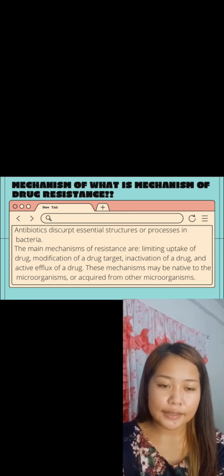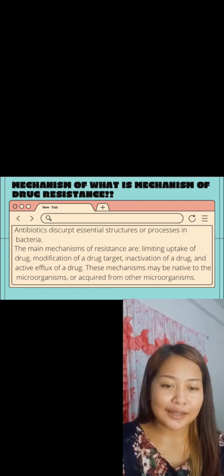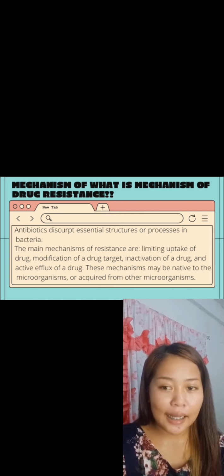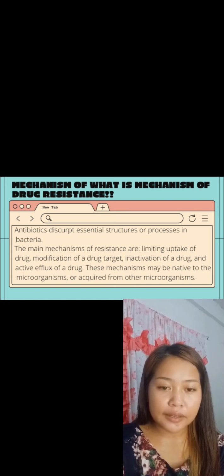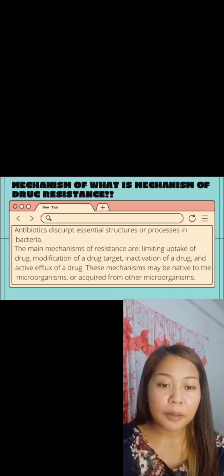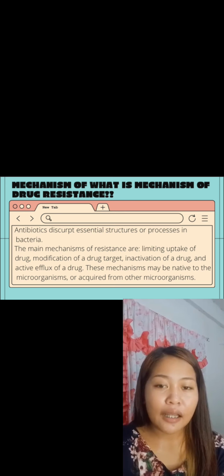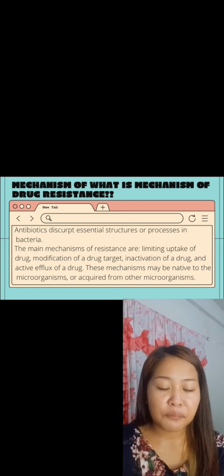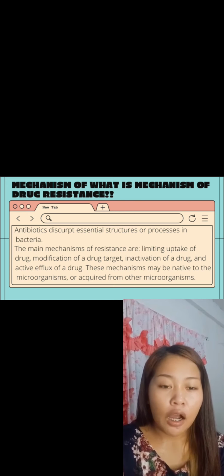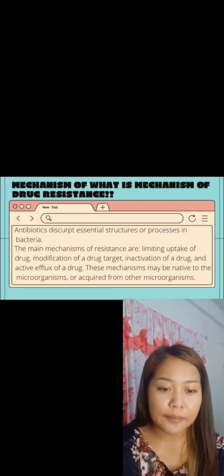Mechanisms of drug resistance. Antibiotics target essential structures or processes in bacteria, which in turn kills the bacteria or stops them from multiplying. Bacteria in turn have developed many antibiotic resistance mechanisms to withstand the action of antibiotics. These include limiting uptake of a drug, modification of a drug target, inactivation of a drug, and active efflux of a drug. These mechanisms may be native to microorganisms or acquired from other microorganisms.